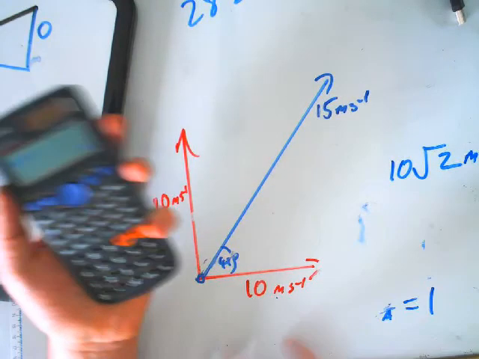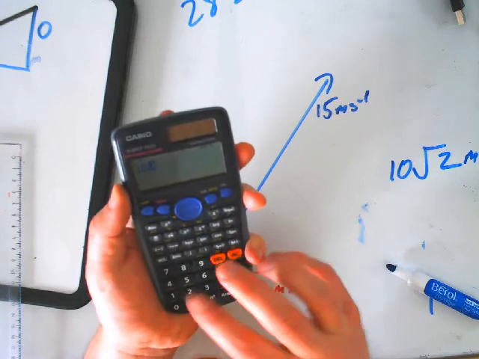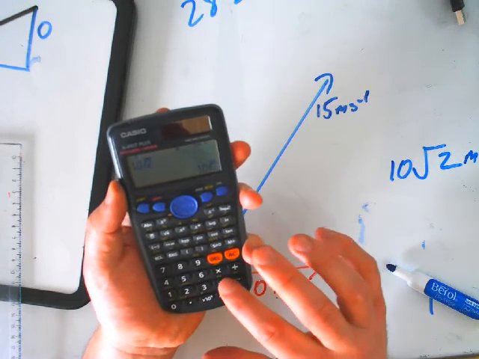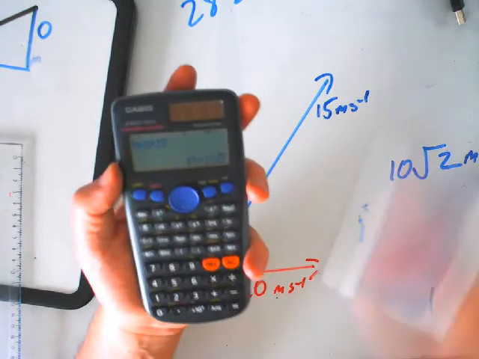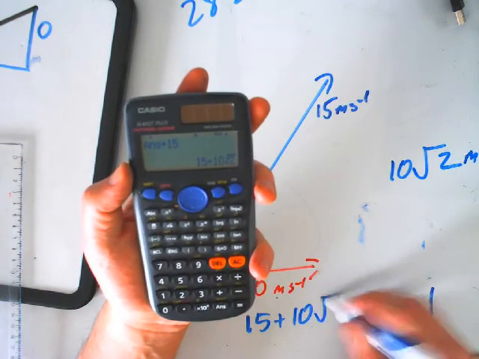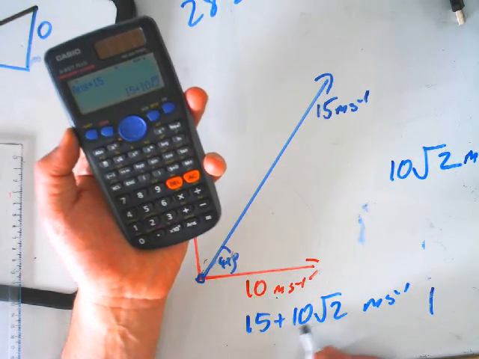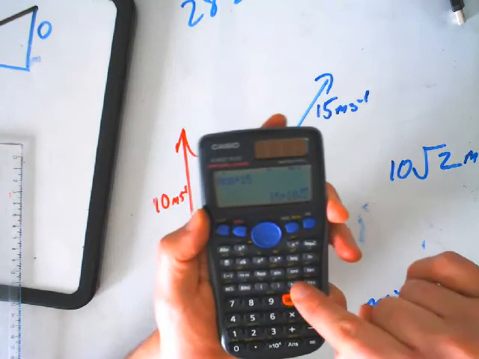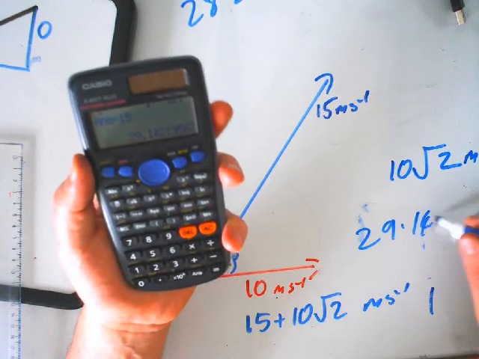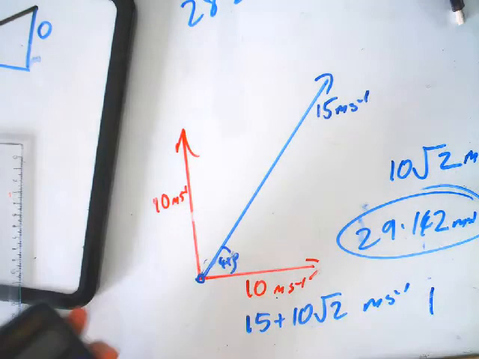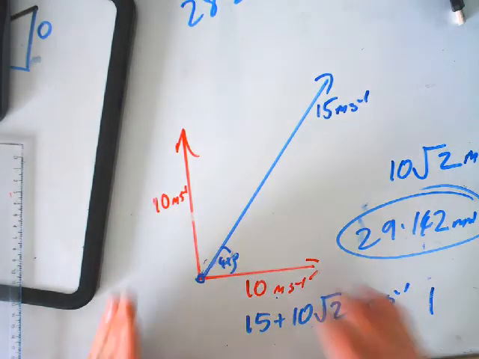So overall, the effect of these three vectors is the resultant of these two added to this one here, because they're all going in the same direction. So it's just 10 times root 2 plus 15. So, even there with my calculator, for the final answer I've got 15 plus 10 root 2 meters per second. Now, that's just because the calculator is trying to preserve accuracy as long as possible. But if I make it give me a numerical answer by pressing the SD button, I get 29.142 meters per second as my final answer.